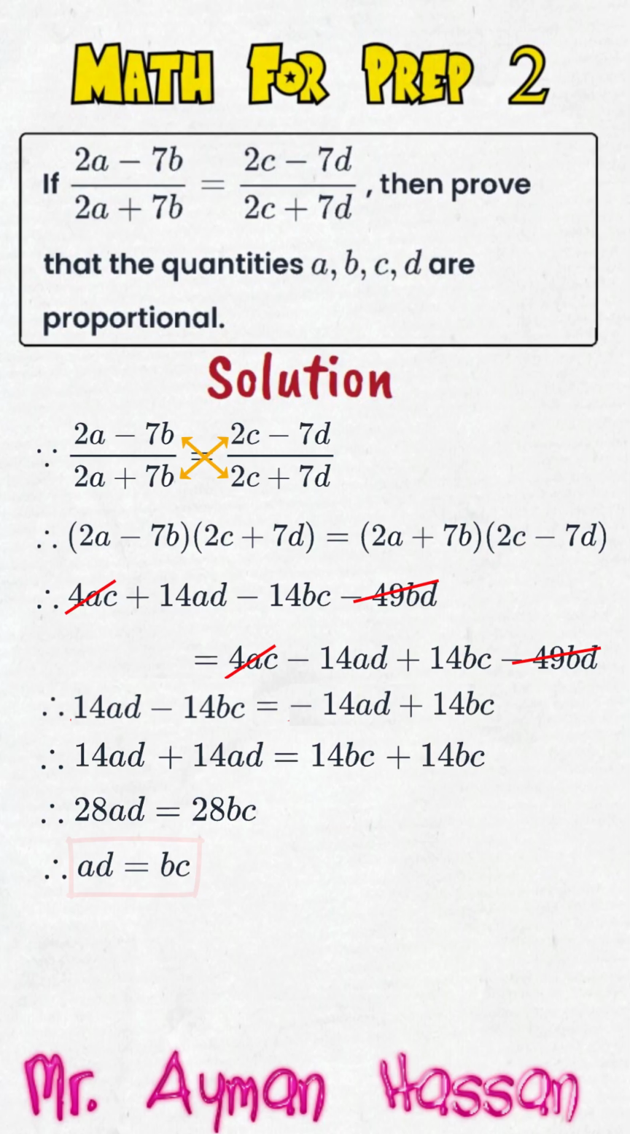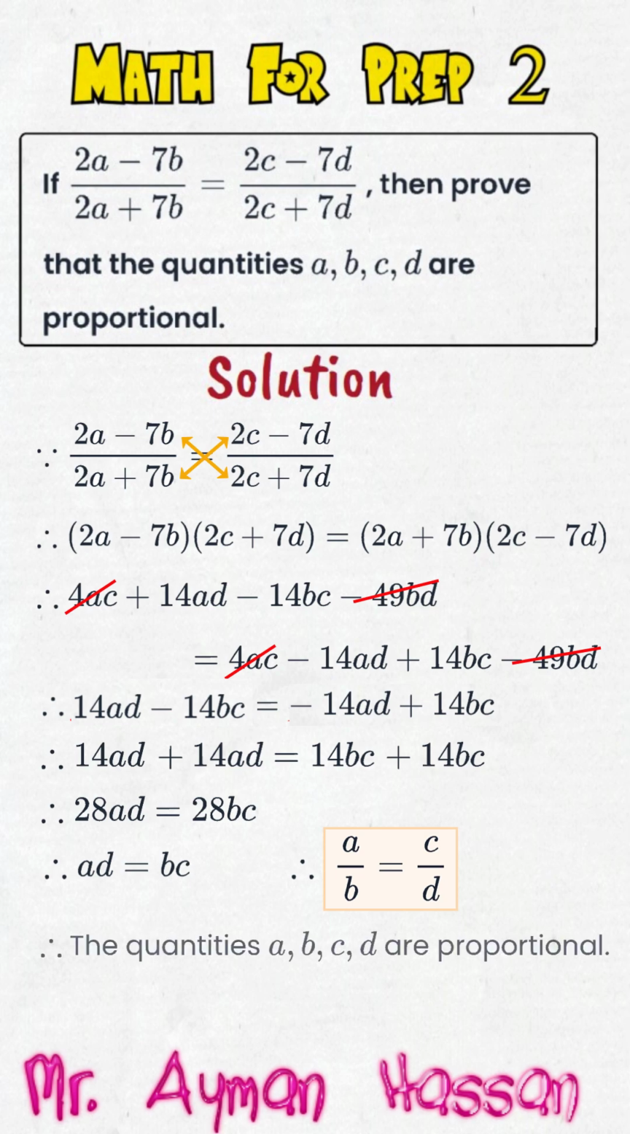Now, we can write a over b equals c over d. Therefore, the quantities a, b, c, and d are proportional.